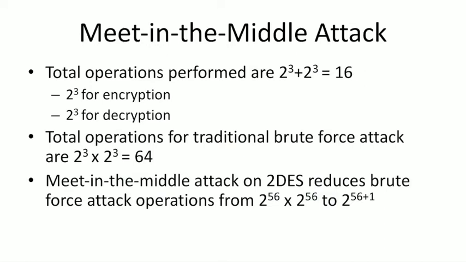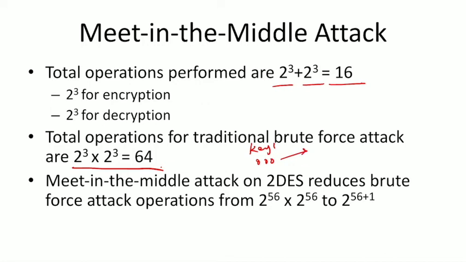But if we were to perform brute force attack, we would need a total of 64 operations in this example, since for each 8 values of key 1, we will need to try all 8 values of key 2, right? That's 2 raised to power 3 into 2 raised to power 3 or 64. Right, so meet in the middle attack was 2 raised to power 3 plus 2 raised to power 3, which is 16. But brute force attack would be 2 raised to power 3 into 2 raised to power 3, which is 64.